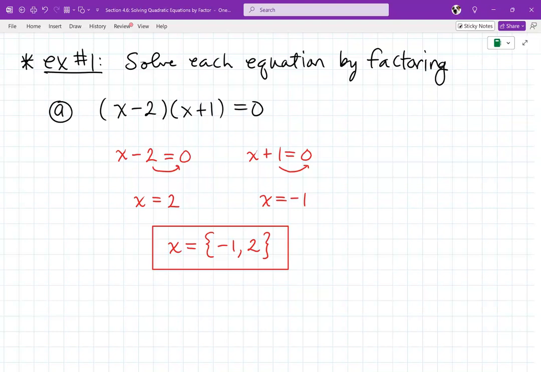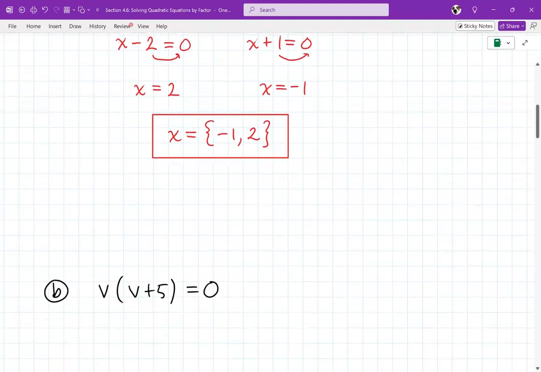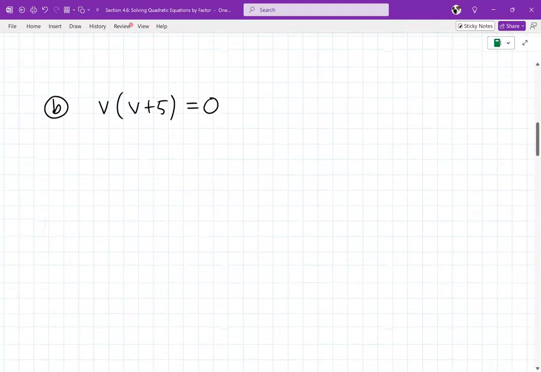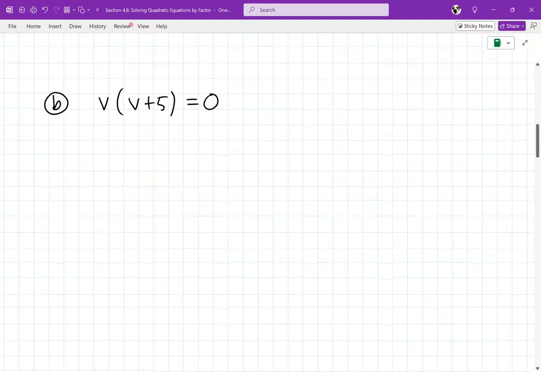And that's it. It's not harder than that, okay? When it's pre-factored for you, you just set it up, set them equal to 0, solve each one, and you're done. But that's if it's already factored. Once it's already factored for you, you don't really have to do too much work. Just break them apart and set them equal to 0. So here's another one: v times v plus 5 equals 0.